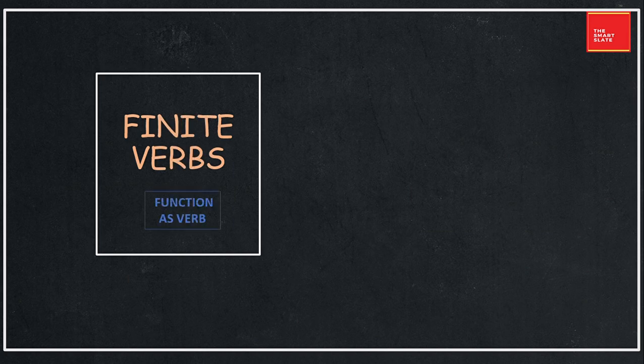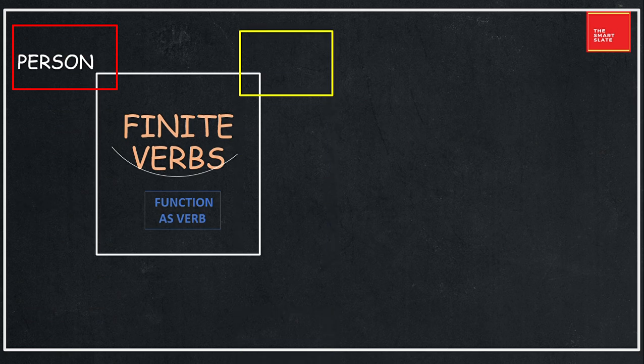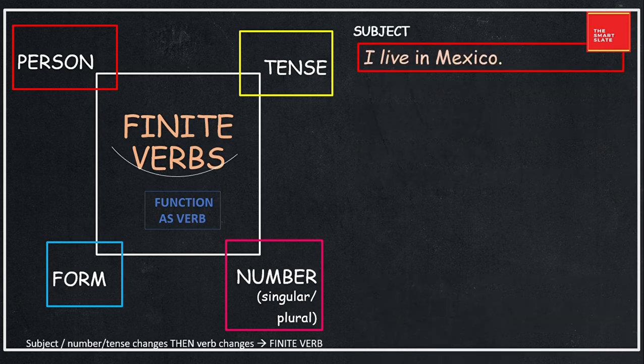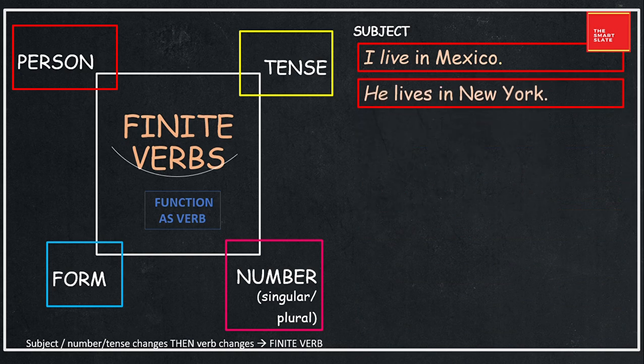Now the next type is finite verbs. Finite verbs function as the verb. There is a change in the person, tense, number, that is singular or plural, and form. The verb also changes with the change in the person, tense, number or form. Then these are finite verbs. Like here, I live in Mexico. He lives in Mexico. So here the verb changes with the change in the subject, I and he: live and lives.